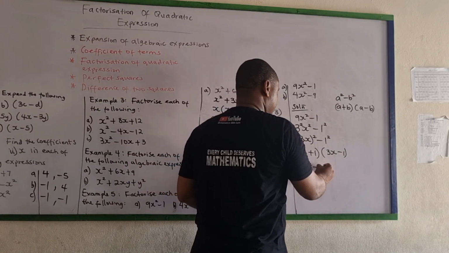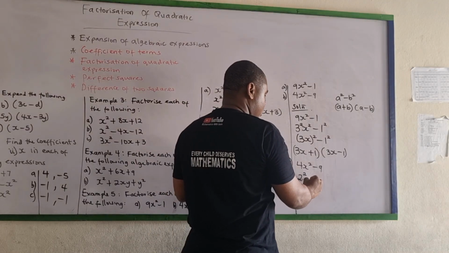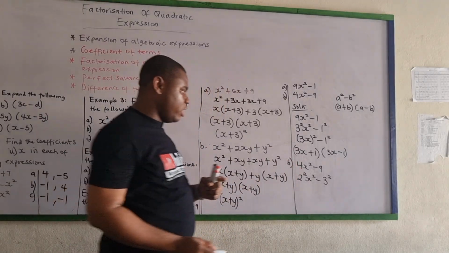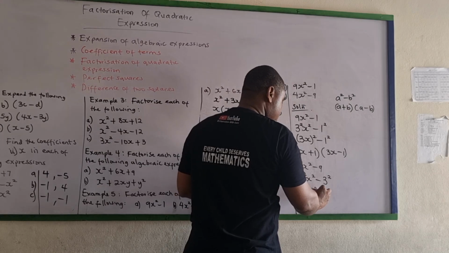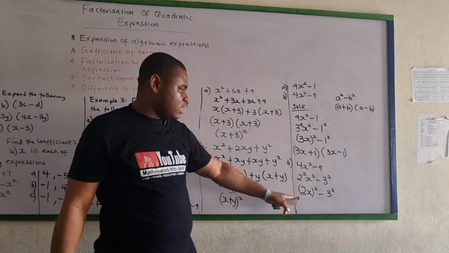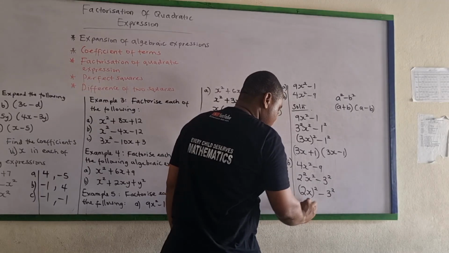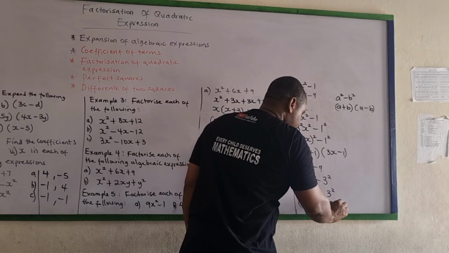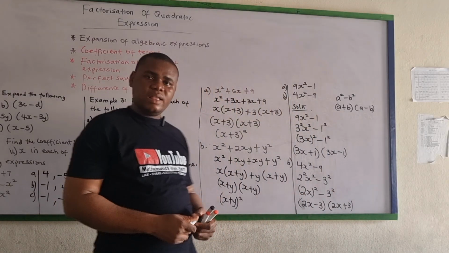Okay, for the final one, we have 4x squared minus 9. Now 4 is a perfect square, so I can write this as 2 raised to the power of 2, x squared, minus 3 raised to the power of 2, since 9 is also a perfect square. So now I can write this as 2x raised to the power of 2 minus 3 raised to the power of 2. That shows us the difference of two squares. So I can write this as 2x minus 3, 2x plus 3. That gives us our final answer.